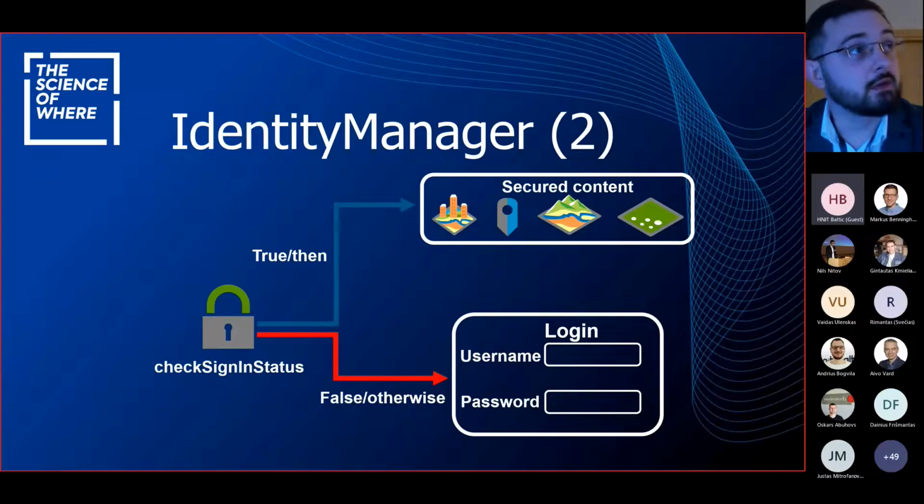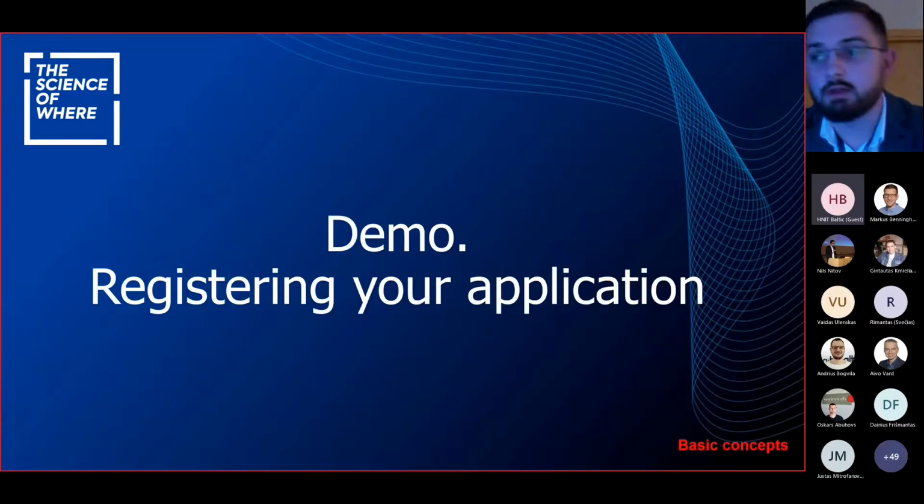Next, there is a check sign-in status method that can be used to check whether a user is signed in already or not. If the user is signed in, it gets the authorization token from ArcGIS Online or Portal for ArcGIS and grants access to secured content. And if the user is not logged in, it will prompt the user to enter their username and password. All this can be handled by configuring IdentityManager, and we will see how to do that in our demo.